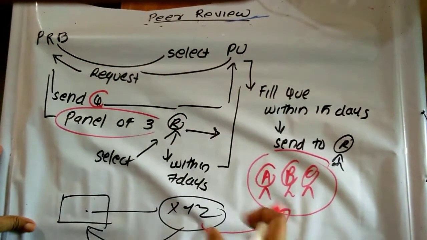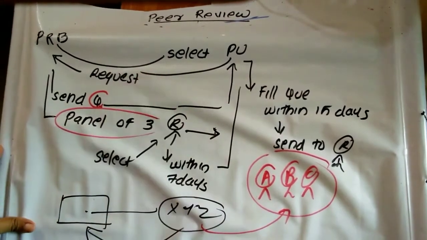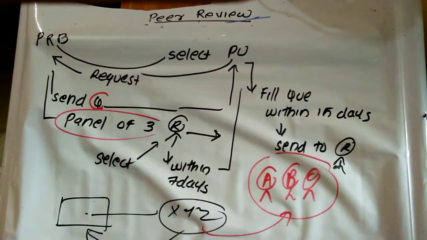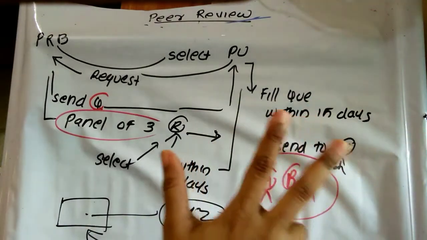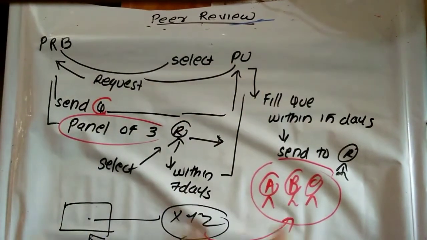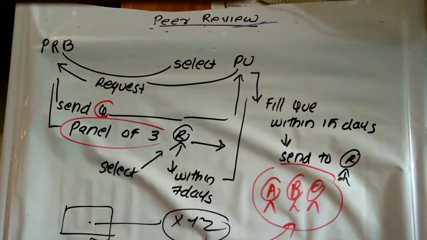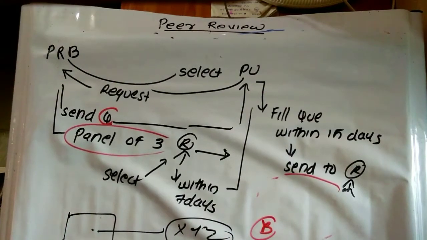So the practicing unit is also given an additional option to request the peer review board for reviewers other than A, B, C. They may request the peer review board, please send a fresh panel, we don't want these 3 reviewers which have been provided by you. So the peer review board notifies the practicing unit, sends the questionnaire along with a panel of 3 reviewers. From that panel, the practicing unit has to select a reviewer. Suppose XYZ firm selected B as the reviewer.